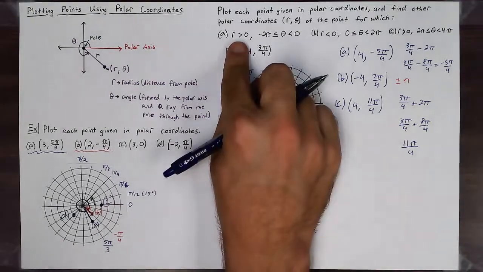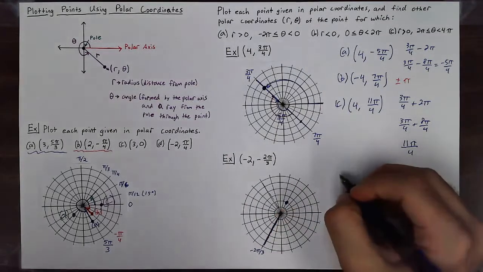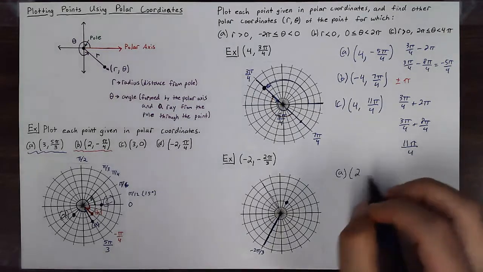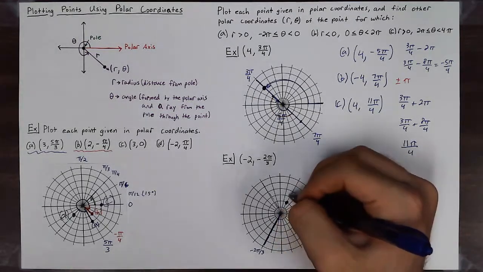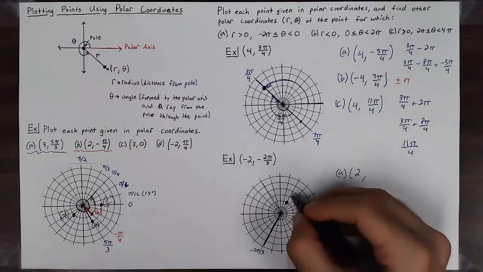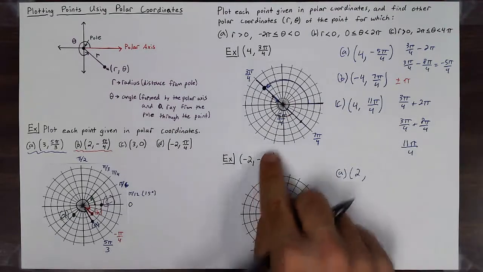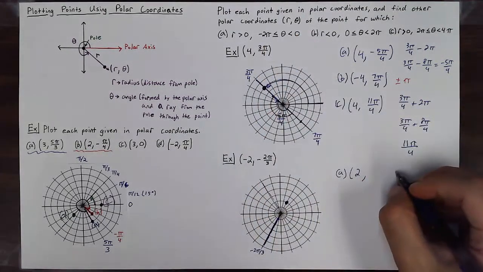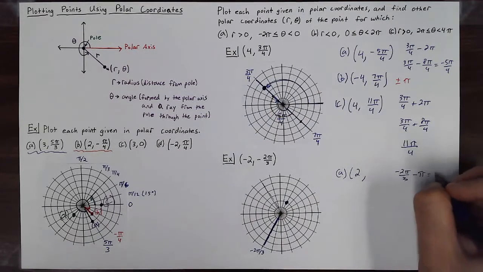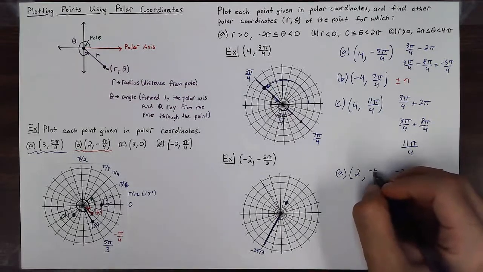So first I want a positive radius but a negative angle. So I want to use a positive 2. So I need to rotate another pi from negative 2 pi over 3 to get over there so that I can use a positive radius, but I'll still get an angle that's less than 0. So I'll do negative 2 pi over 3 minus pi, which gives me negative 5 pi over 3. So 2, negative 5 pi over 3.